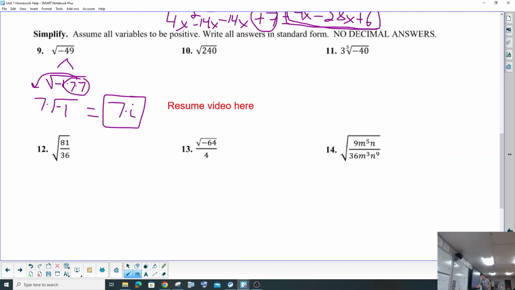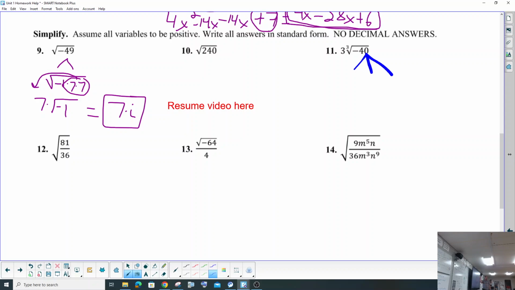Where we are working on our square roots and our cube roots. And so we are going to triple factor these.